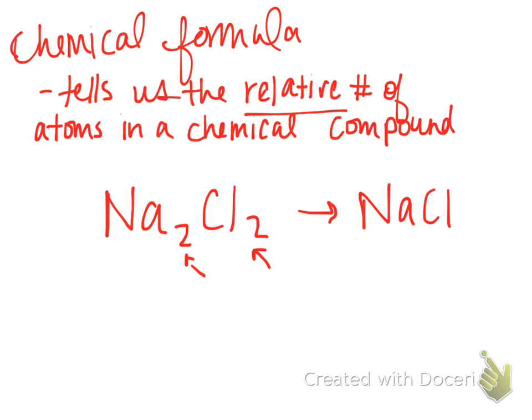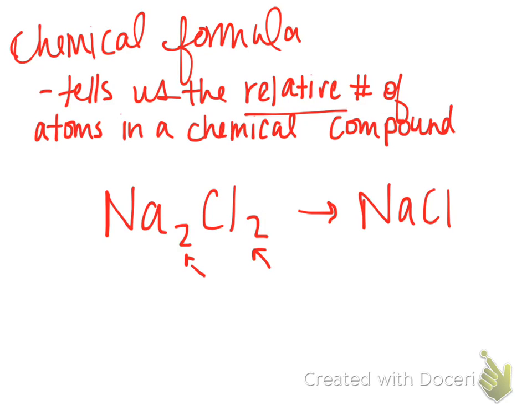So when we're dealing with ionic compounds, it should be the smallest or the most reduced version. When we start looking at covalent compounds later, that will not be the case. But in ionic compounds, it should be the most reduced version of that. Okay, that's what I mean when I say relative number.